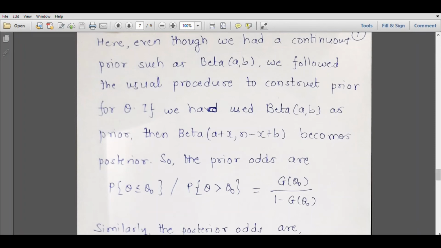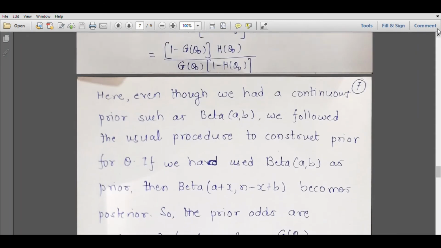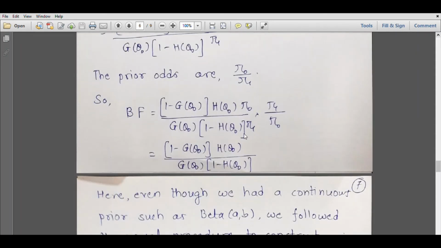So if we use this again, we get the posterior odds as simply H theta naught upon 1 minus H theta naught. So now the Bayes factor is simply the ratio of these two: H theta naught upon 1 minus H theta naught, into 1 minus G theta naught upon G theta naught. Notice that this is the Bayes factor we would have got if we had used beta(a, b) as a prior distribution. So see, it is the same as the one which we derived earlier.